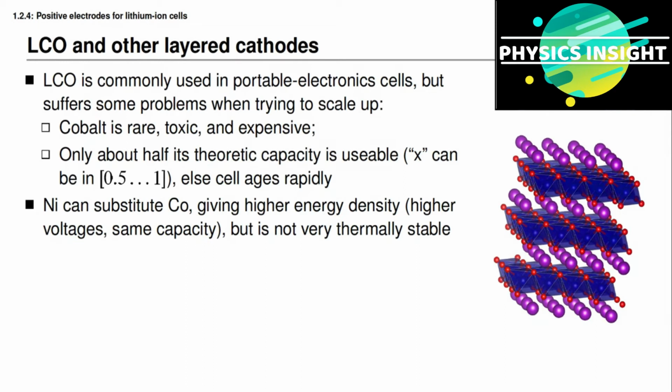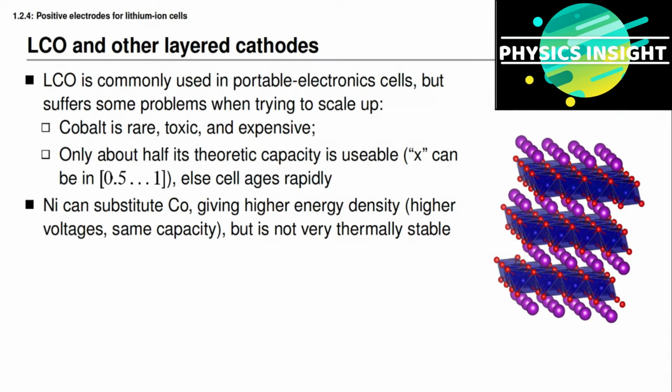So in order to make this material more practical for large-scale application, researchers have substituted different elements for some of the cobalt in the structure. If we substitute all of the cobalt with nickel, we end up with lithium nickel oxide, and that actually has a higher energy density for the same amount of material, so we can store more energy.